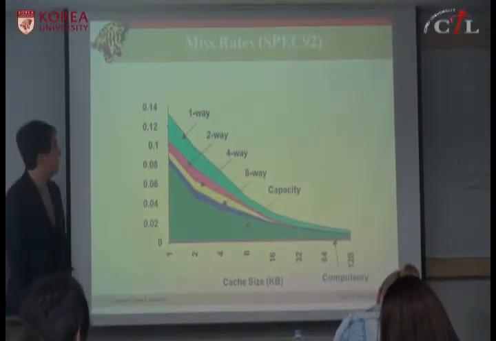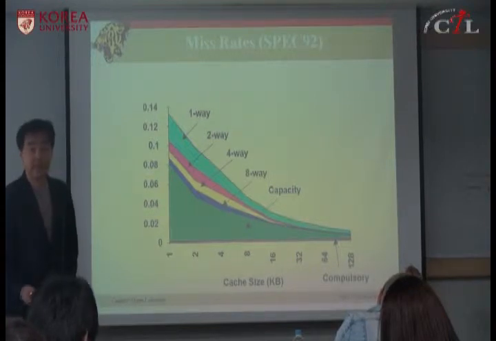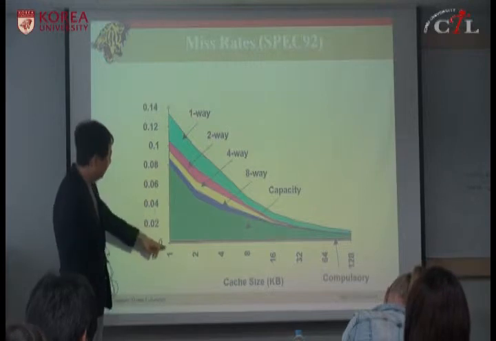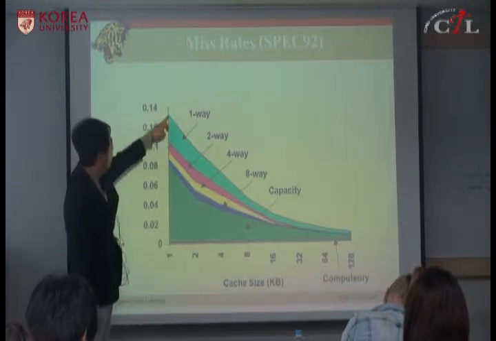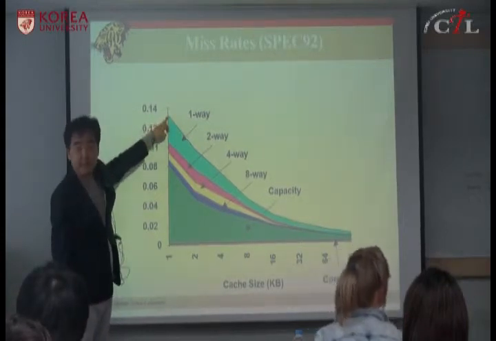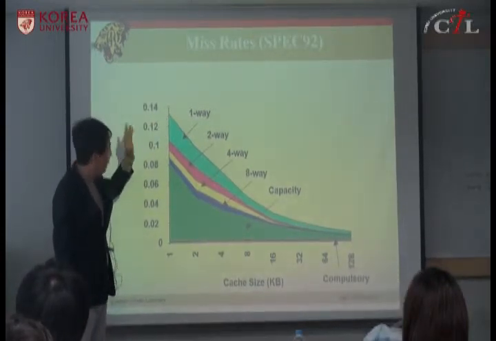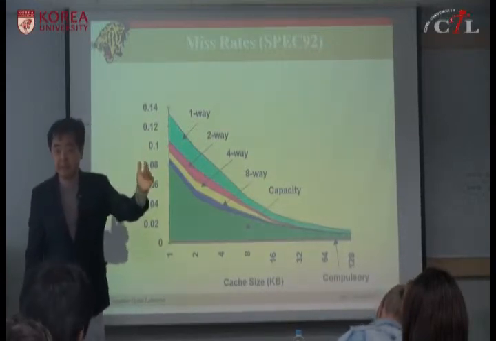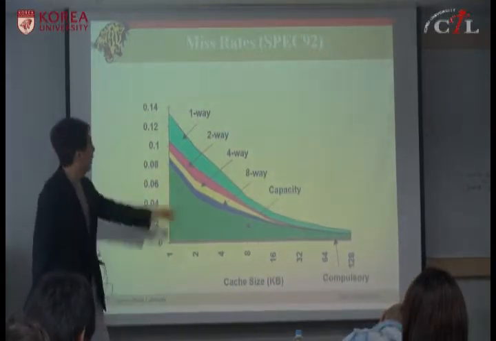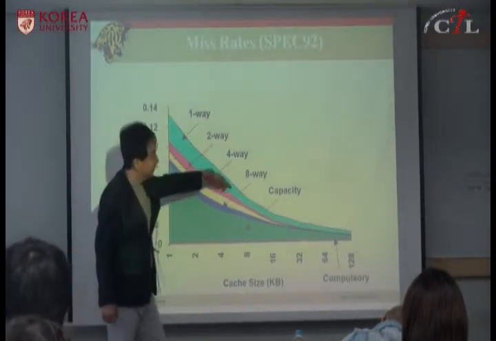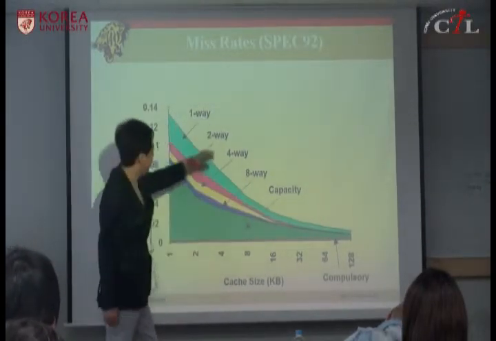This is the cache miss rate breakdown. This is the miss rate, the hit rate. For a 1 kilobyte cache, the miss ratio is a little more than 13%. So 1 kilobyte cache means 13 out of 100 accesses will miss the cache. Oh, this is a direct mapped cache. The upper graph is the direct mapped cache.